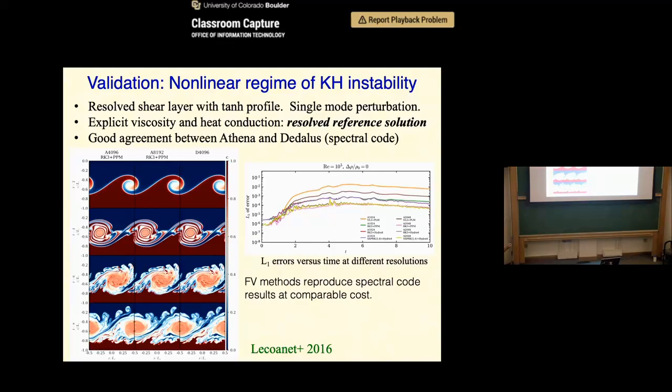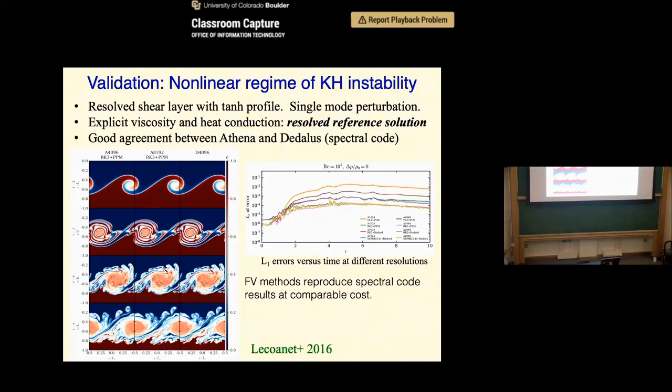It involves a resolved shear layer. So this is the instability between two fluids which have relative motion between the two. And in certain circumstances, this interface is unstable. It has explicit viscosity and heat conduction so that there's explicit dissipation in the problem. And with a resolved interface, you can reach a converged solution to the problem. If you run a high enough resolution, you can reach a converged solution. So we've done that using the spectral code.